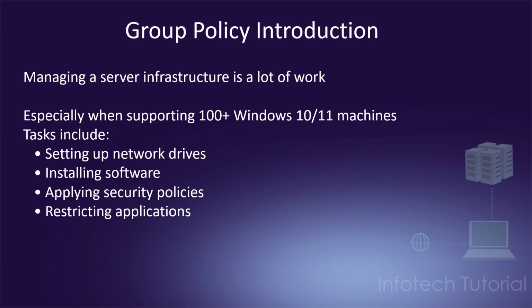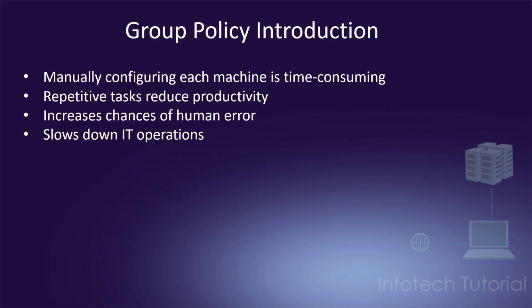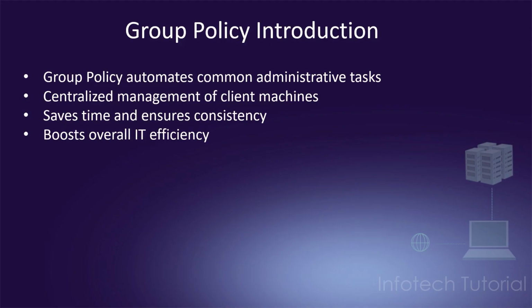Managing a Windows Server infrastructure can be a lot of work, especially when you're supporting client machines. Imagine managing over 100 different Windows 10 and Windows 11 machines. You have to set up network drives, install software, apply security policies, and restrict certain applications. Doing this manually can take up a lot of time and effort that can be used to do other things. Thankfully, with group policies, we can automate a lot of these tasks and make our work life much easier.